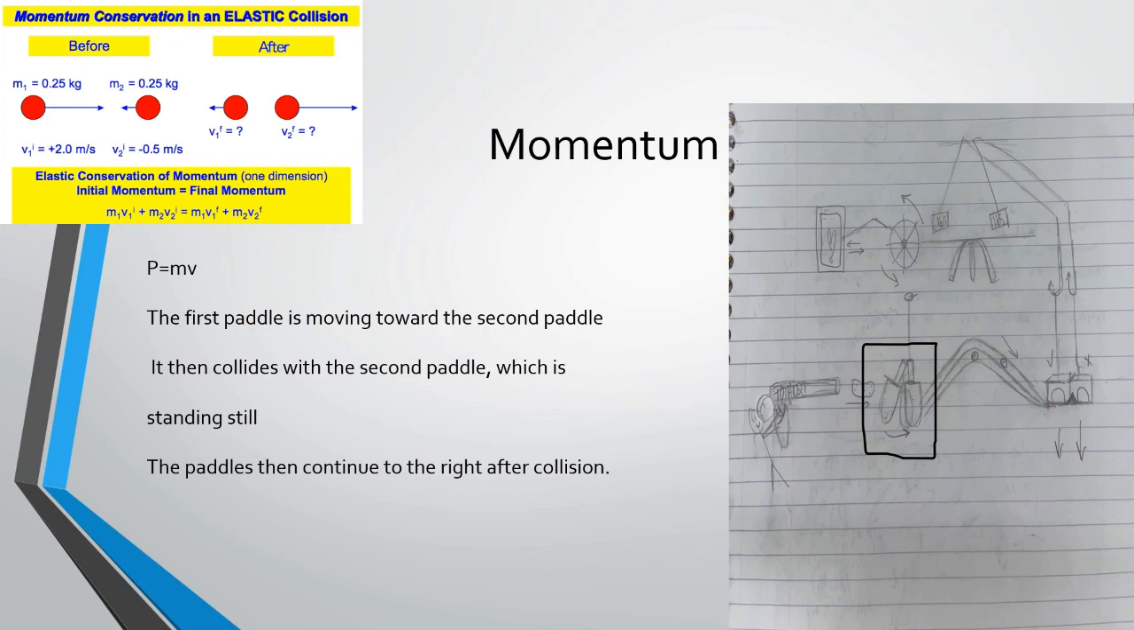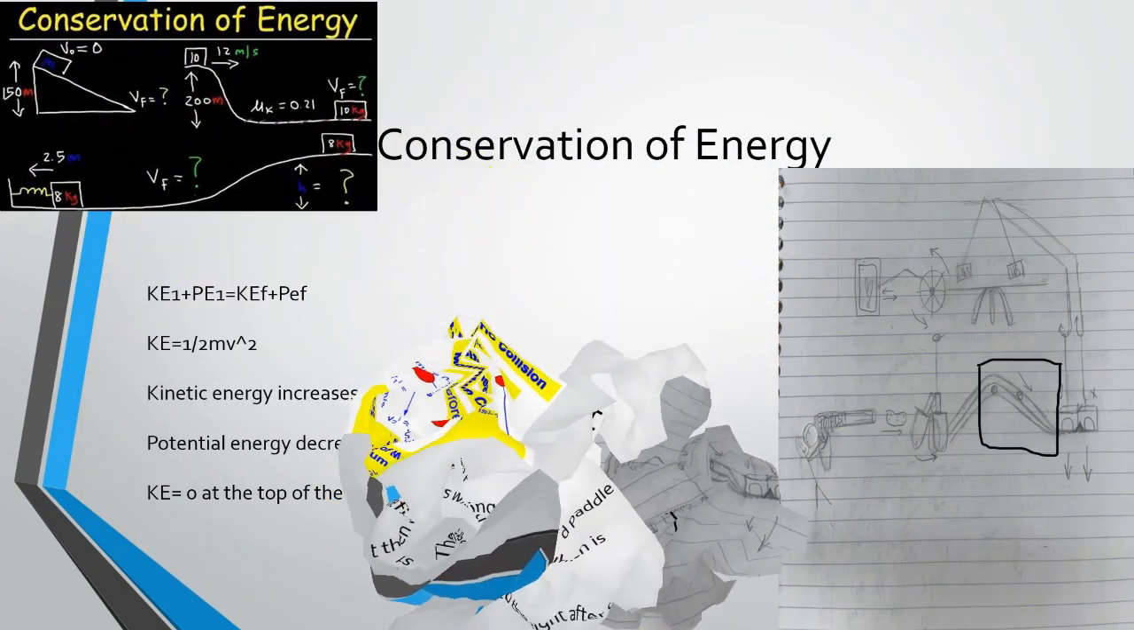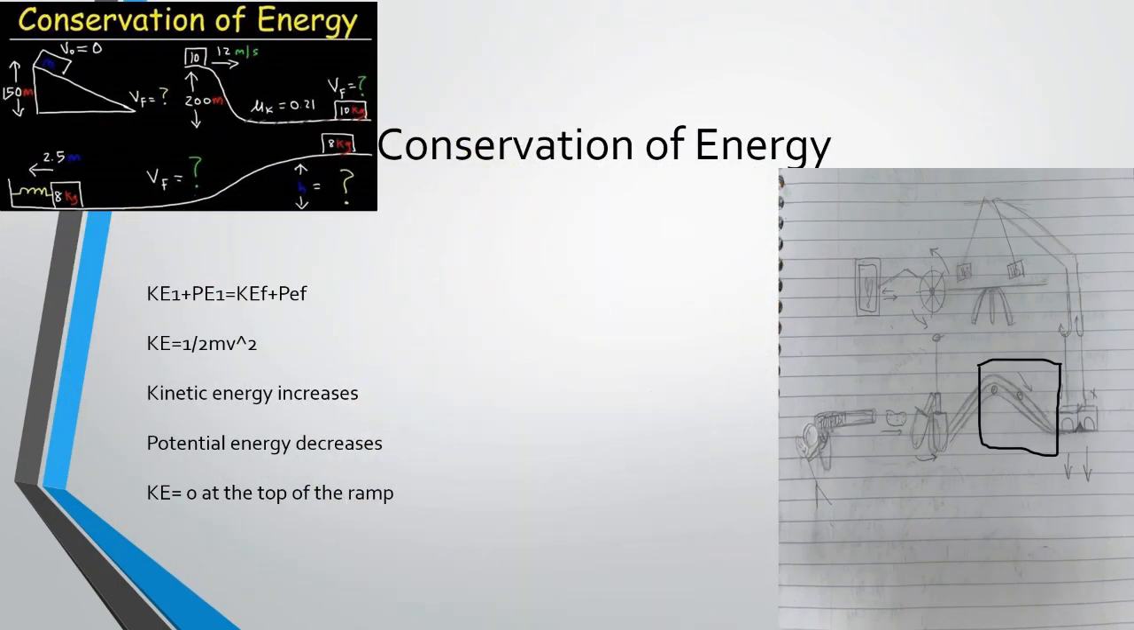And that brings us to our next concept, which is conservation of energy. The definition of conservation of energy is a principle of physics that states that the total energy of an isolated system remains constant over time.